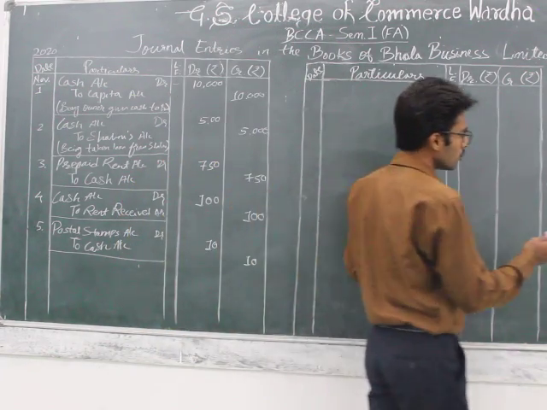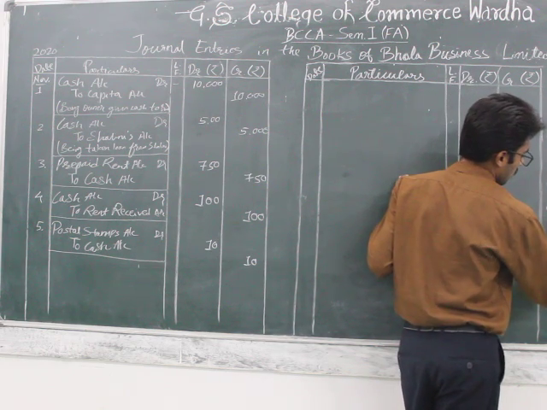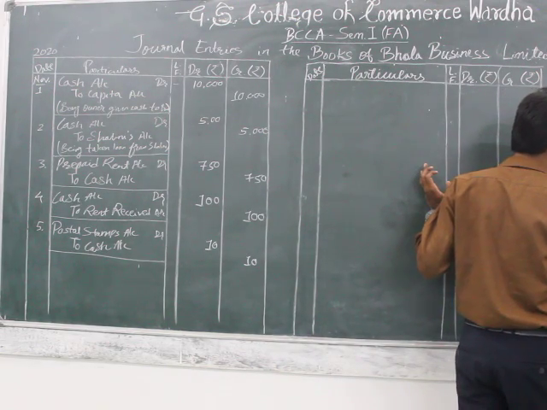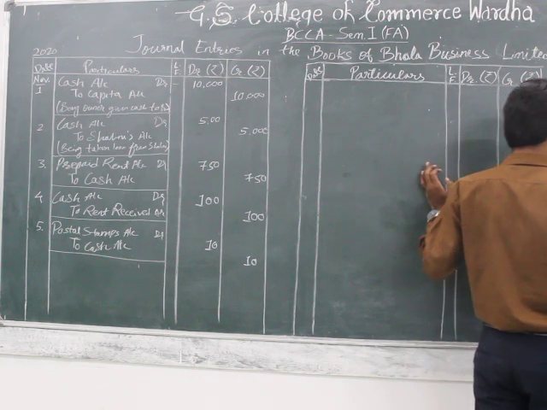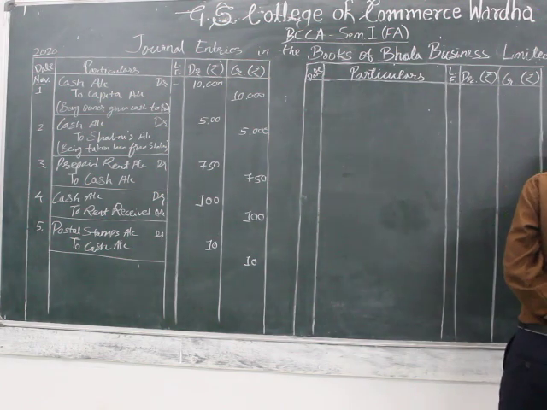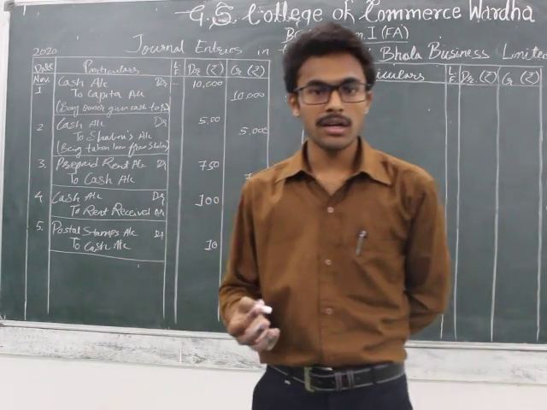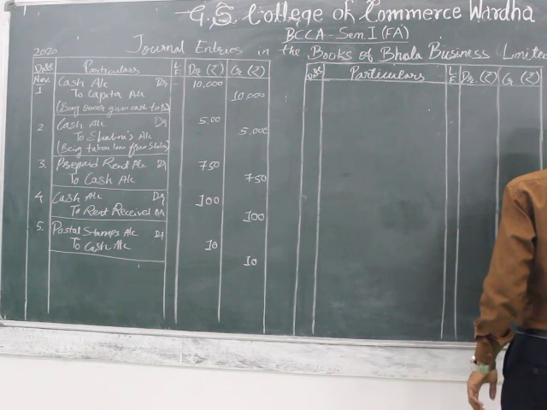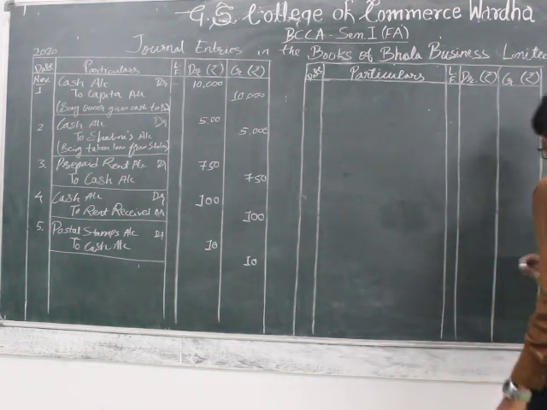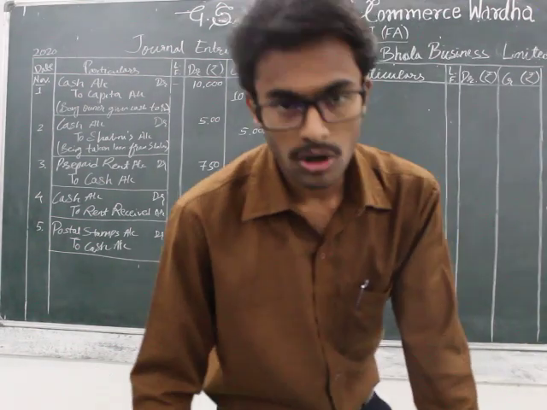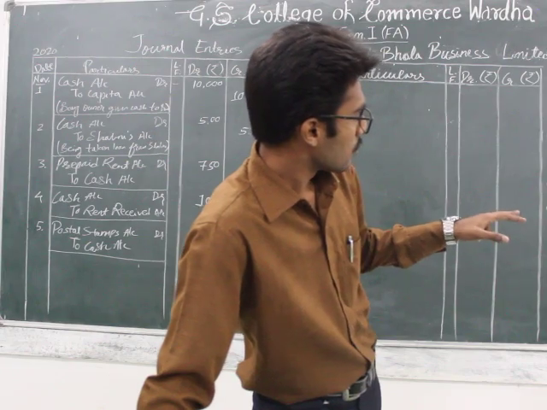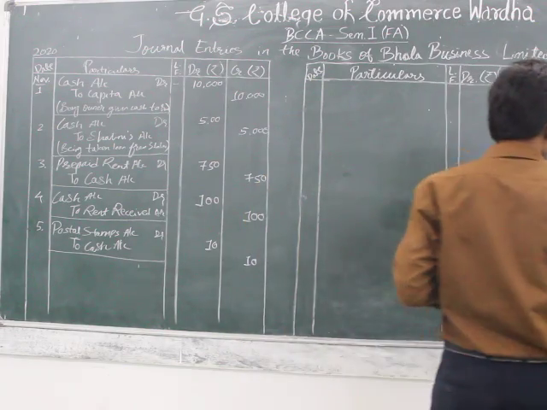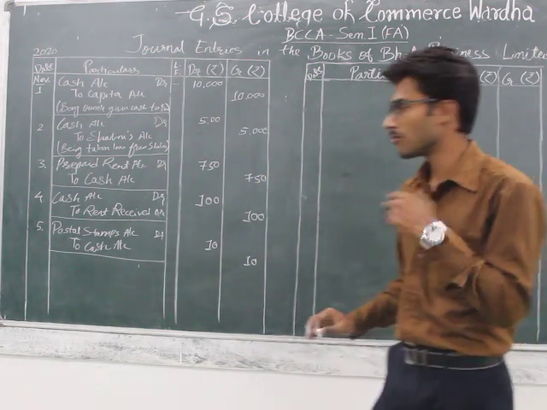So we have to give importance to Gupta's account. Is Gupta here the receiver or the giver? Gupta is the giver of commission. That means Gupta will be debited. Why? The personal account says debit the receiver, credit the giver. So our entry will be: Gupta account will be debited and commission received will be credited.